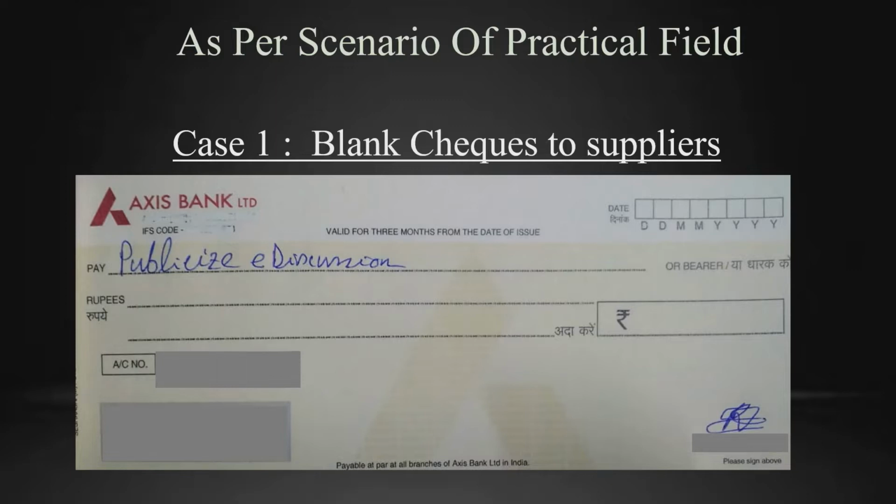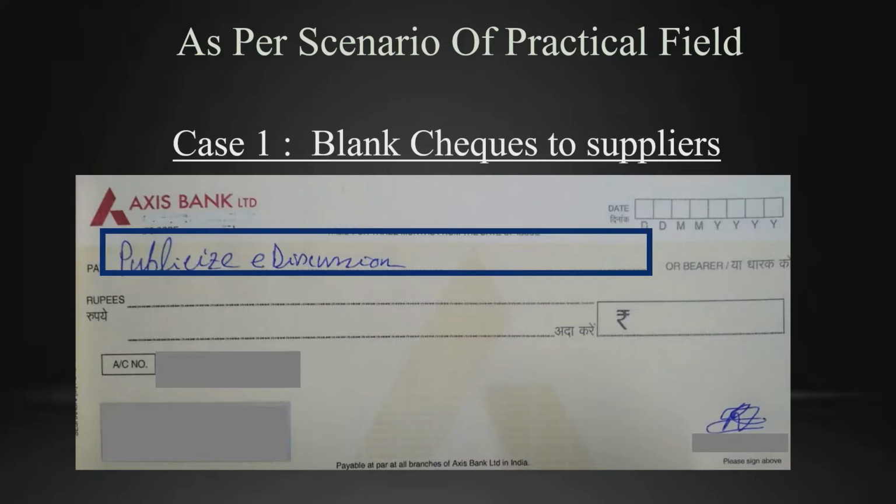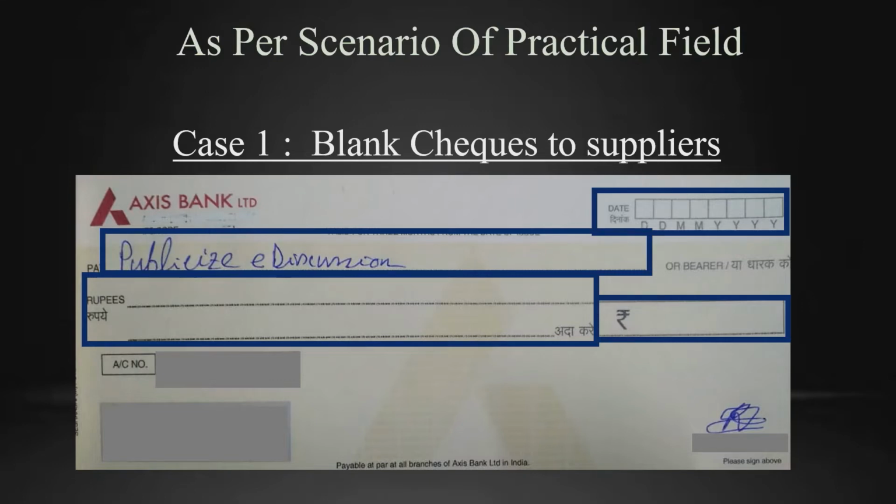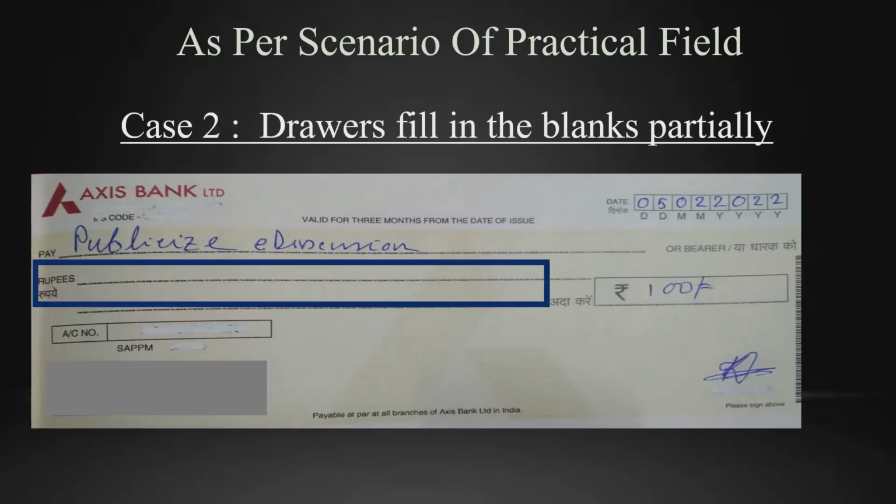Before going to the in-depth demonstration, we would like to show two scenarios which often happen in the practical field. Case 1, blank checks to the supplier. In case of B2B transactions, it has been observed that buyers need to provide blank checks to the suppliers to maintain the continuation of the transactions. So here only the pay name is possible to know. The second thing that happens in this case is that only the name is mentioned and other information is not mentioned, so it is not possible to write it down.